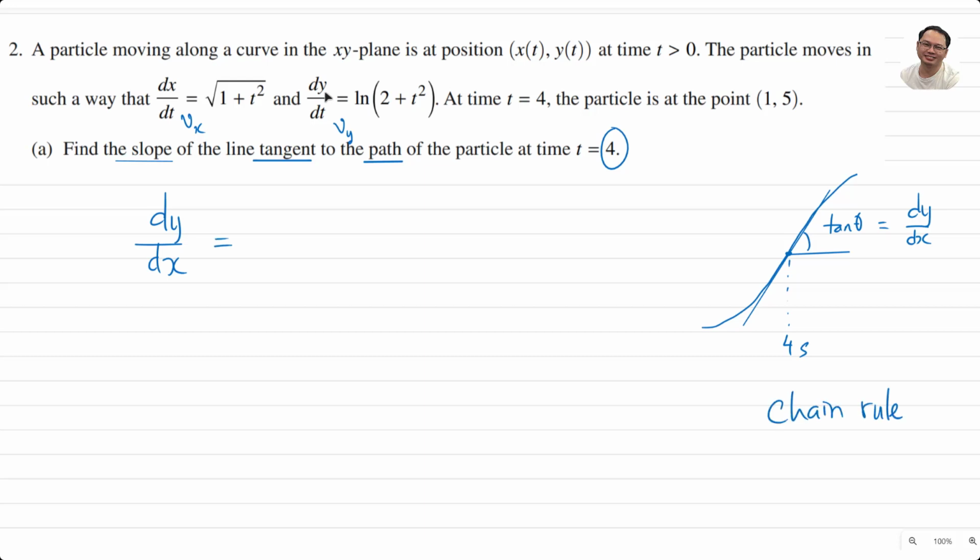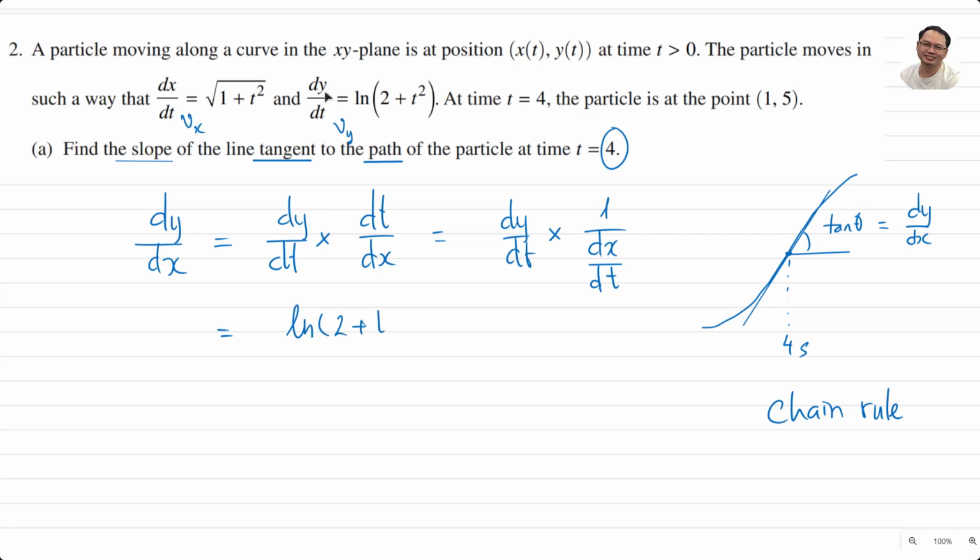dy over dx here is equal to dy over dt multiplied with dt over dx. And this second thing, dt over dx, is actually the inverse of dx over dt. So here we have dy over dt and multiply with this thing. Now we just put the given formula here. dy over dt is the ln of 2 plus t squared, and the inverse of dx over dt is 1 over the square root of 1 plus t squared.